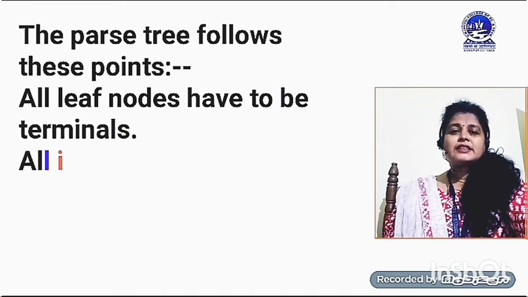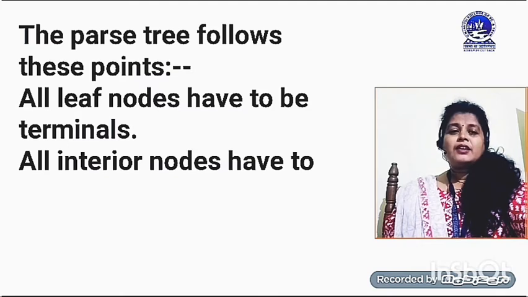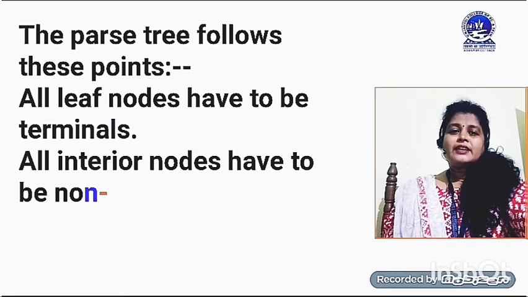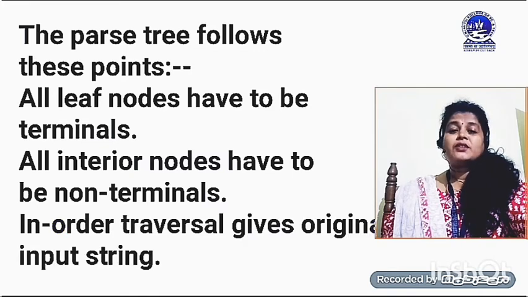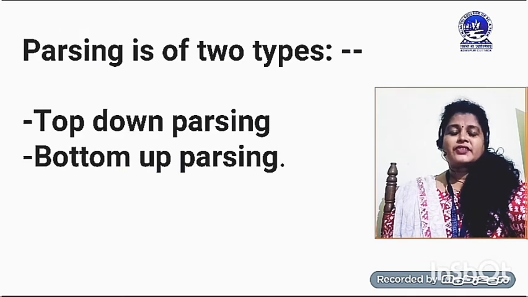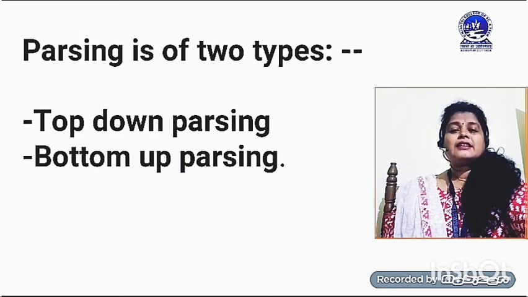Now the second point: all interior nodes have to be non-terminals. Why? Obviously, because only a non-terminal can be expanded; terminals cannot be expanded. That's why an interior node, which is going to be expanded further, must be a non-terminal. And the third point is that in-order traversal gives the original input string. We know there are a number of ways of traversing a tree, and here we are using in-order traversal.